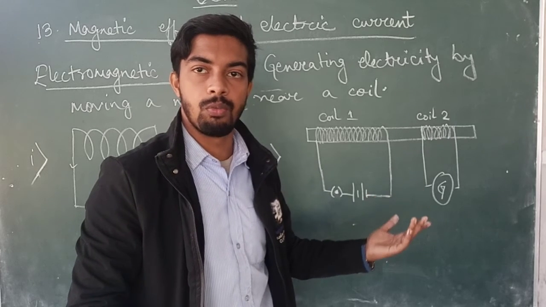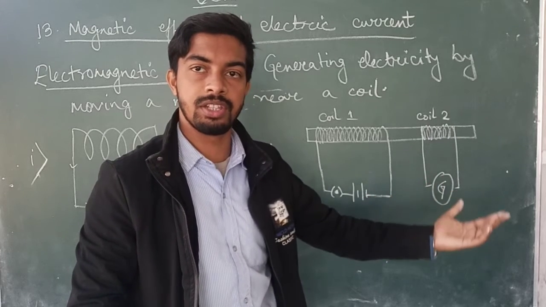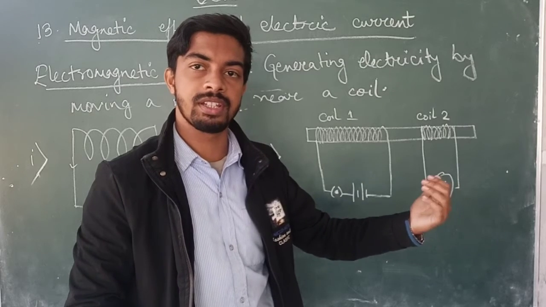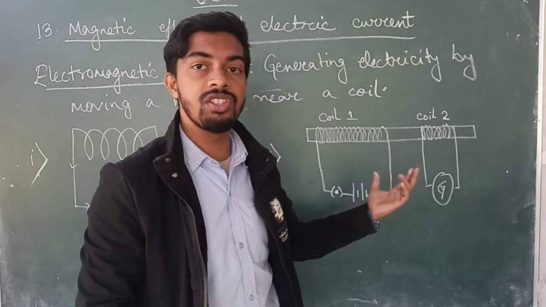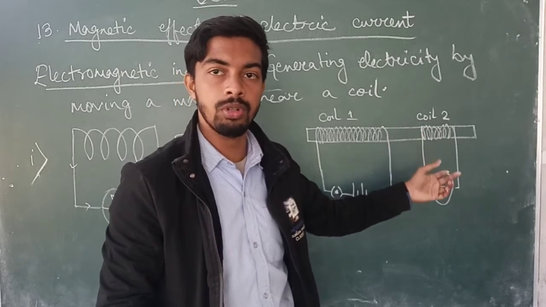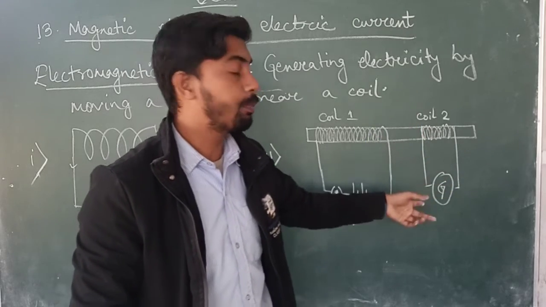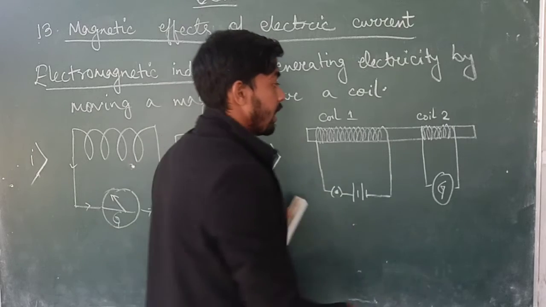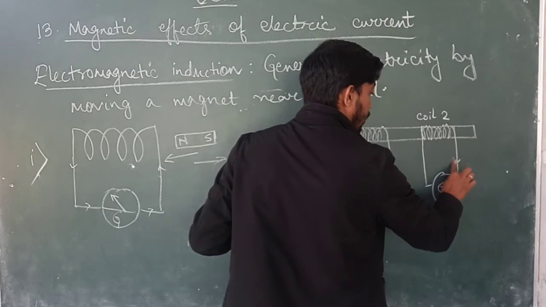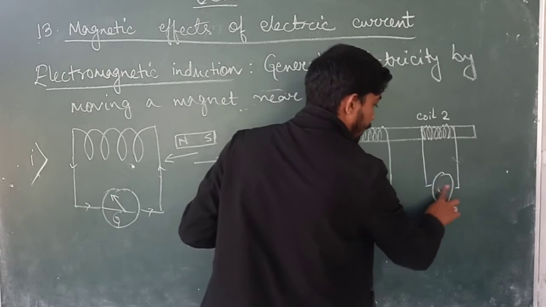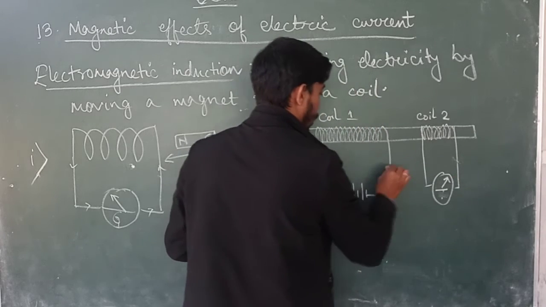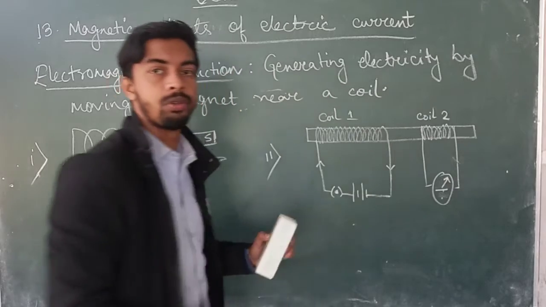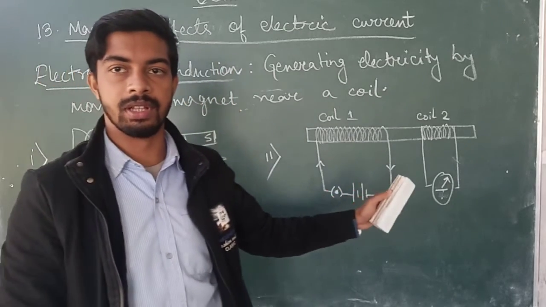So when the coil 1 is turned on, magnetic field will increase in coil 2, and when coil 1 is turned off, magnetic field will reduce in coil 2. So with this change in magnetic field in coil 2 due to coil 1, it produces electricity in coil number 2. This galvanometer will show some deflection of current in coil number 2. So this is the second method.